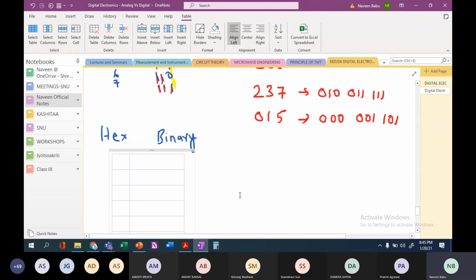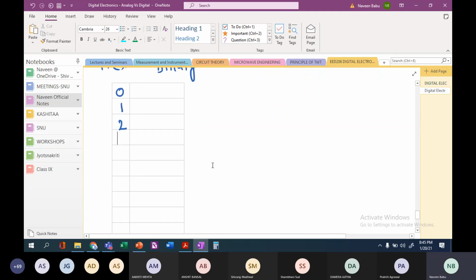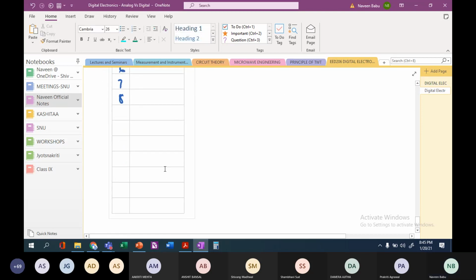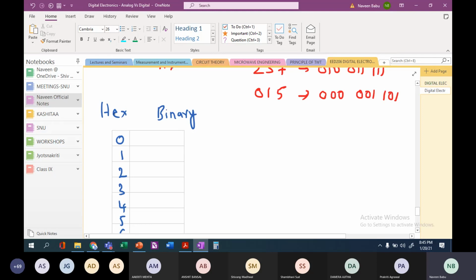Okay. So these are the hexadecimal values. What are the symbols I have? I have 0, 1, 2, 3, 4, 5, 6, 7, 8, 9, A, B, C, D, E, and F. A means it is 10, B is 11, C is 12, D 13, E 14, and F is 15. Now, all I need to do is convert these into binary.